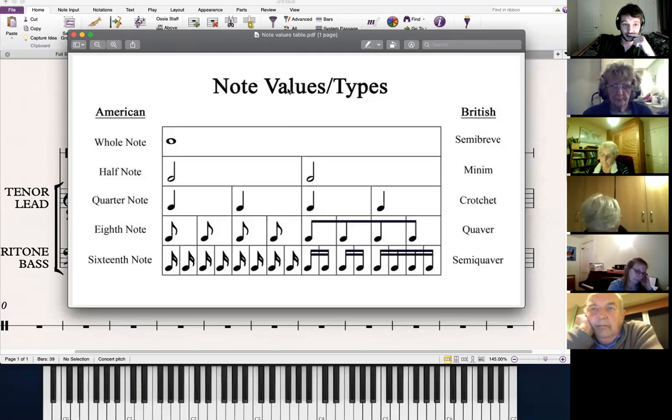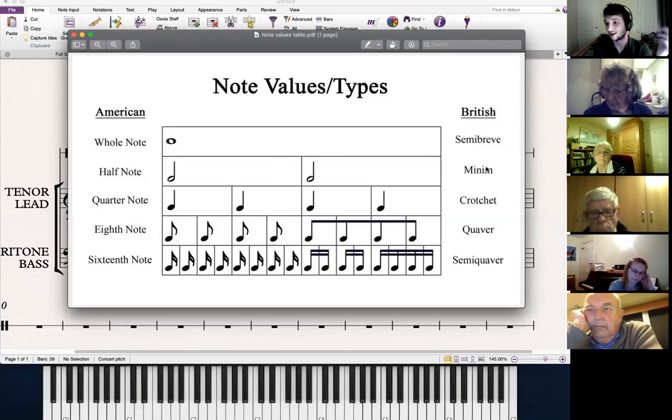As you can see, you've got American and British here. Americans call notes by different names than the British do. But it's worth knowing both, so if someone starts calling a half note, you know that they mean a minim, or if someone says minim and you prefer the American terminology, some people do, you can call it a half note.